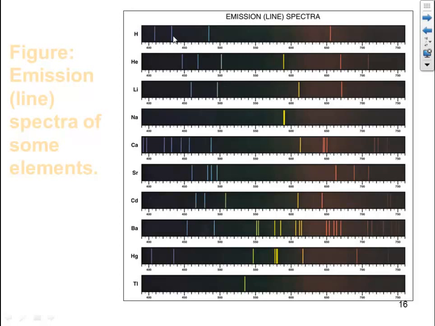Notice hydrogen has 4 lines. These are 4 lines where it's absorbing or emitting energy, depending on whether you're looking at the absorption or emission spectrum. These are repeatable every time. If I do hydrogen this time and do it again later, it's going to look exactly the same. So these are ways that we can identify the elements using the emission spectrum.